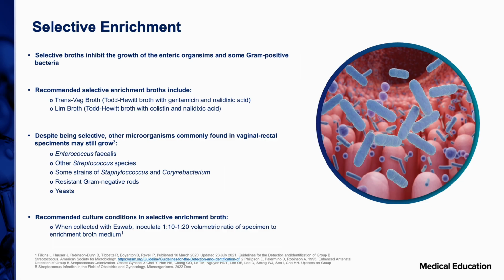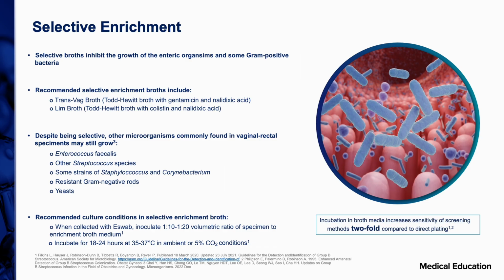And recommended culture conditions with selective enrichment broth are things like, basically, if you get an E-swab, you're going to take a 1 to 10 to 1 to 20 volumetric ratio of that specimen to the enriched broth medium, and that's going to get spiked into the broth medium, and that's going to be incubated for 18 to 24 hours at 35 to 37 degrees C.